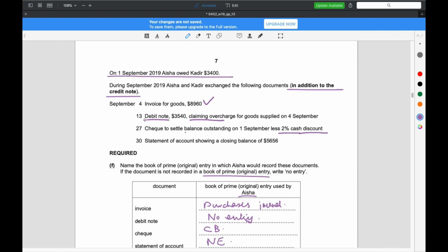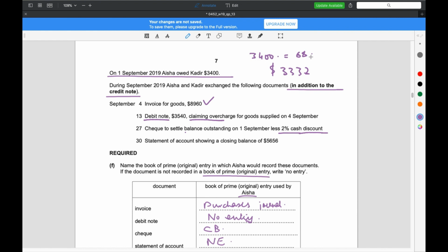So now she's on September 27th, she's paying it by bank because it's a check, and she's also given a 2% cash discount. So this means that she actually owed him 3,400, but she got a 2% cash discount, which 2% of 3,400 is $68. So she actually now paid $3,332 by bank, and $68 is going to be your discount.